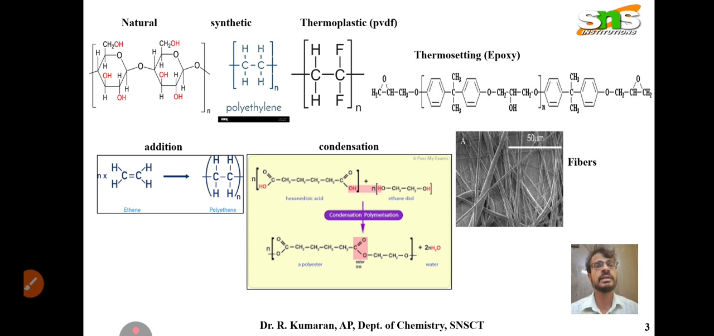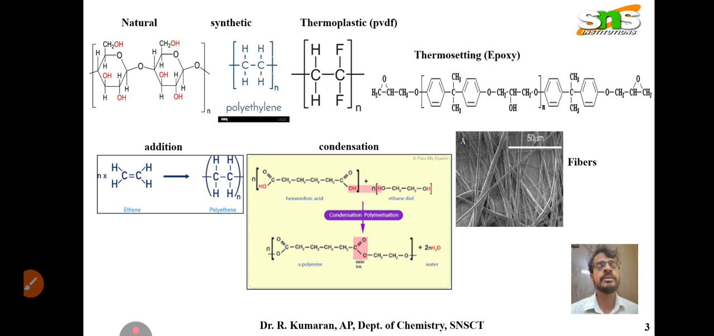Some of the examples: natural is cellulose, synthetic is polyethylene. Thermoplastic and thermosetting: for thermosetting, we know very well about epoxy resins, which are one of the versatile materials that can be used everywhere. And thermoplastic, polyvinylidene difluoride, is a very famous polymer due to its flexible nature. Okay. And addition, polyethylene, so without any removal of small molecules. And condensation, with the removal of water molecule, so polymers are formed.